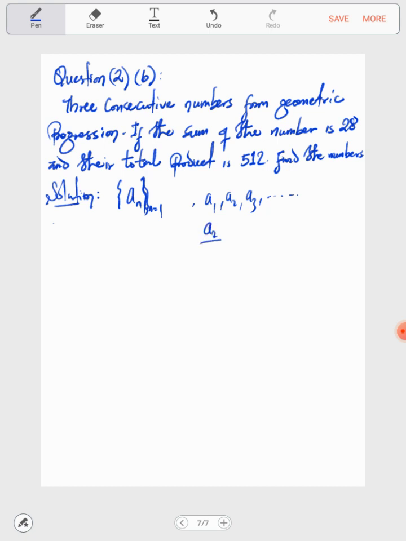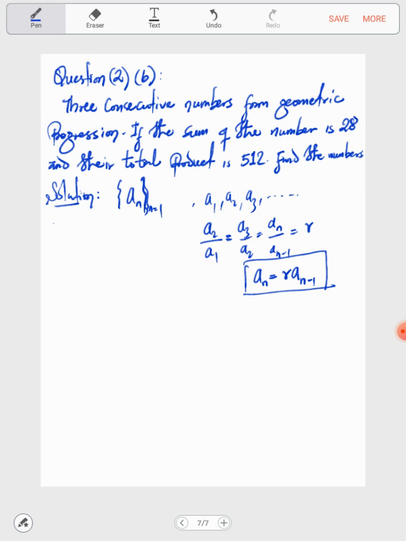It means that when I take the ratio of every present term to the immediate previous term, that is a2 to a1, a3 to a2, an to an minus 1, it will always be the same, and we call that value the common ratio. That is, I can always express every term with respect to the immediate term as a multiple of the common ratio.